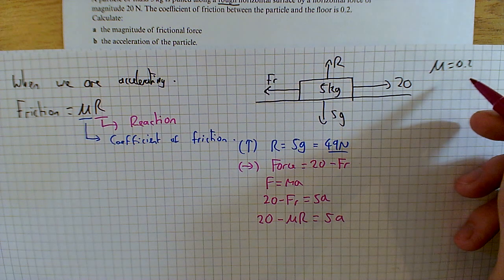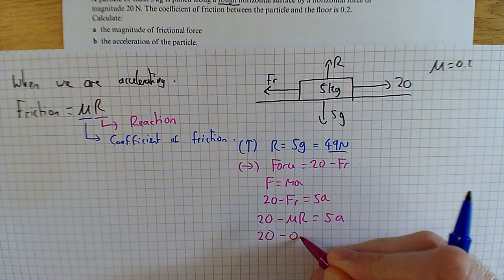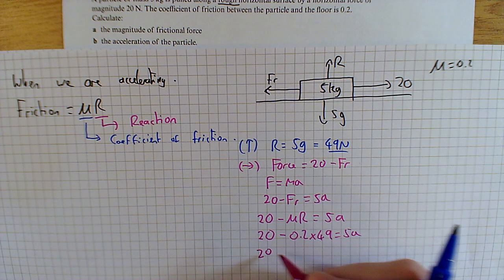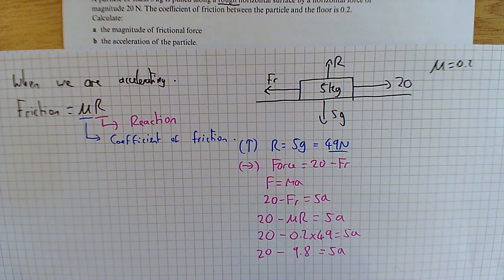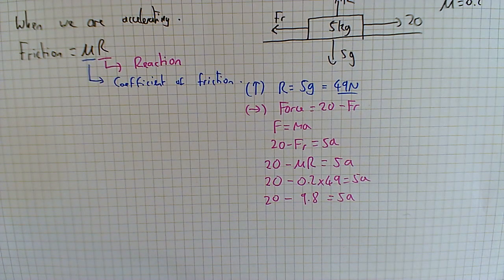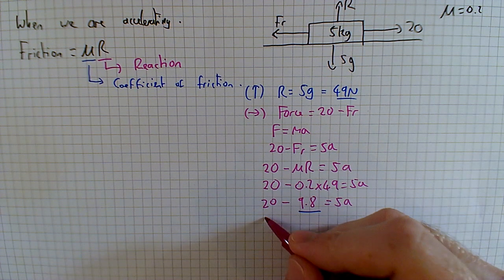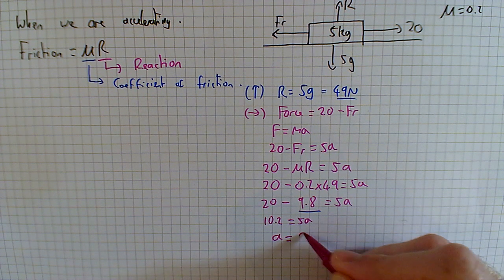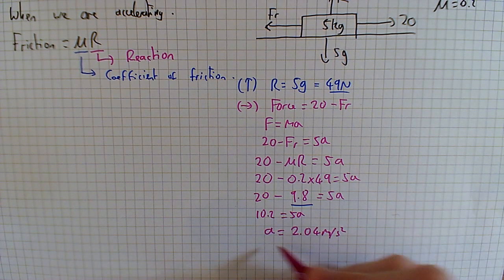And we can put those numbers in. So mu is 0.2 and R was 49. So 0.2 times 49 equals 5a. This is 20 minus 9.8 equals 5a. And actually that's going to be important as well. So that 9.8, that was the frictional force, right? Mu R is equal to 9.8 because that is actually part A of the question. So then we subtract them, we get 10.2 equals 5a, we divide it, and we get that a is going to be 2.04 meters per second squared. And that is the answer to part B.